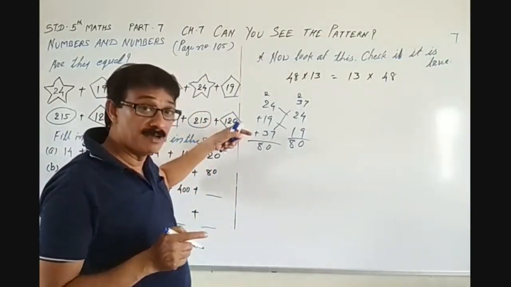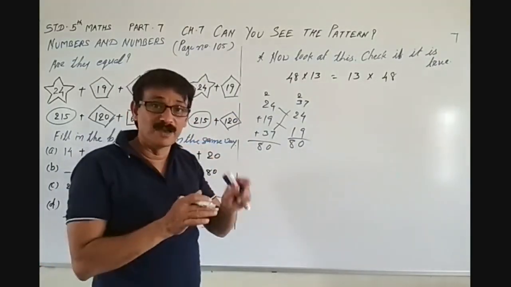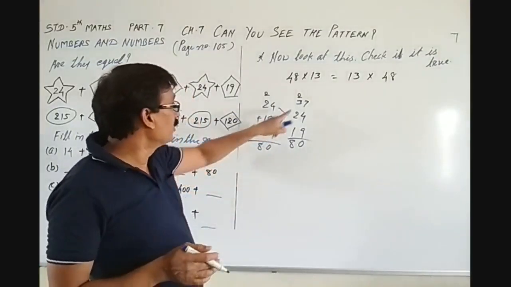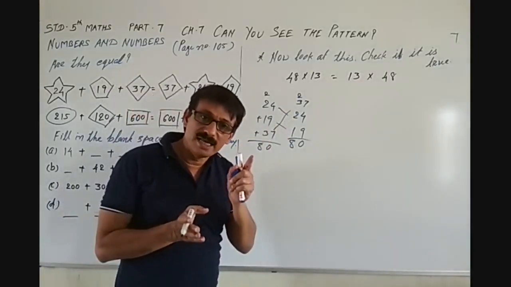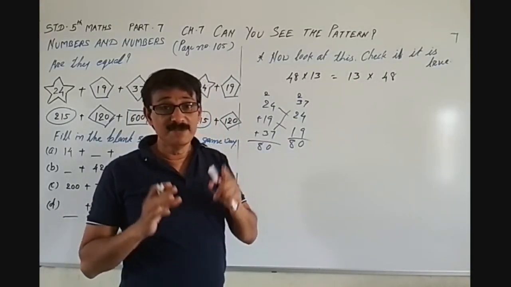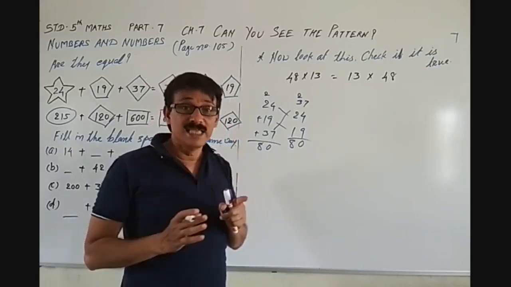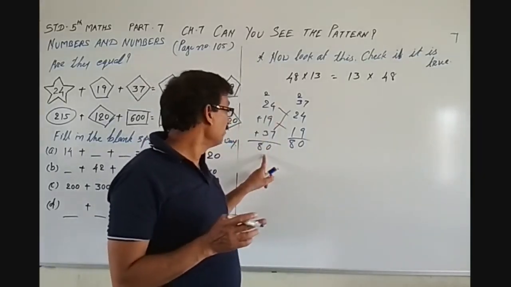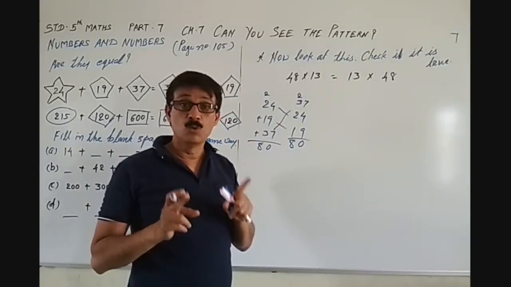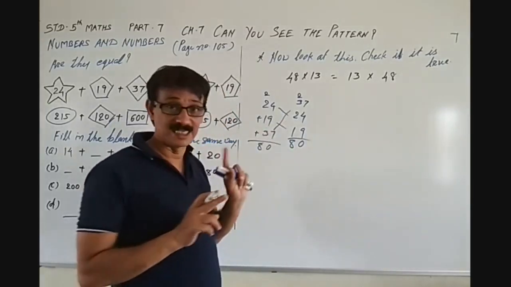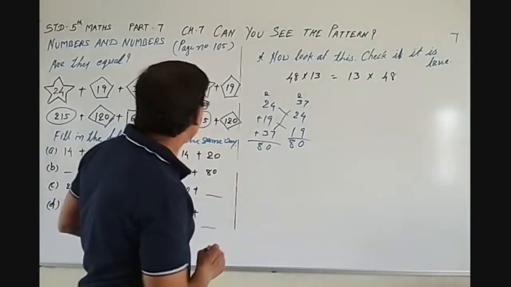So from this we come to know that if the numbers are same, let it be 24, 19 and 37, and the order is different, but if the numbers are same, then the addition remains the same. The total remains the same. That's what we come to know from this exercise. One thing. Second thing.